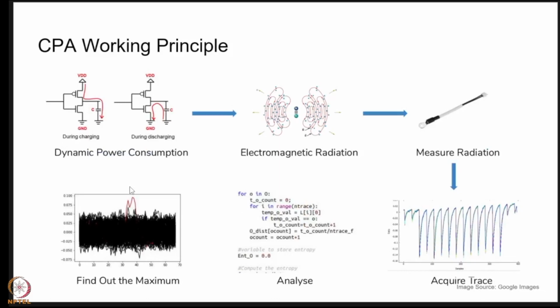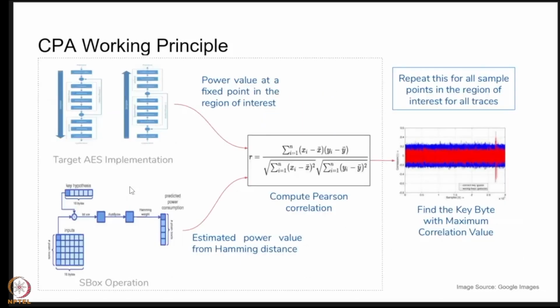So based on this dynamic power consumption, we generally collect the EM radiation. Ideally, in a real setup, we have electromagnetic probes from where we collect the traces, and then the traces are transferred to an oscilloscope. It's collected by the oscilloscope, and then we collect the traces onto the PC. So this is the general working principle of a CPA.